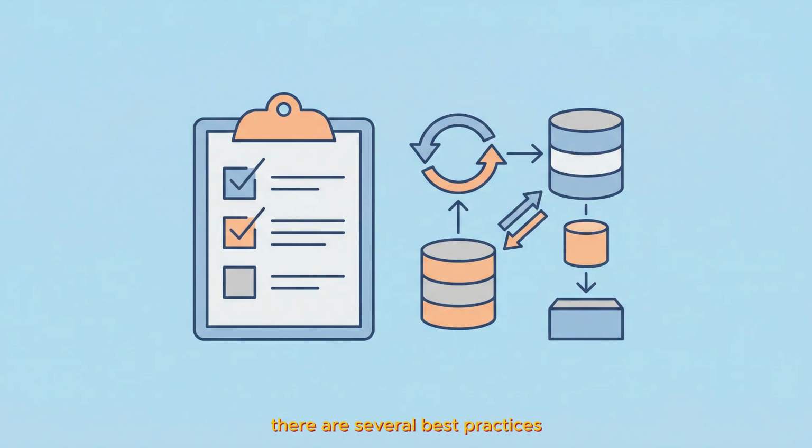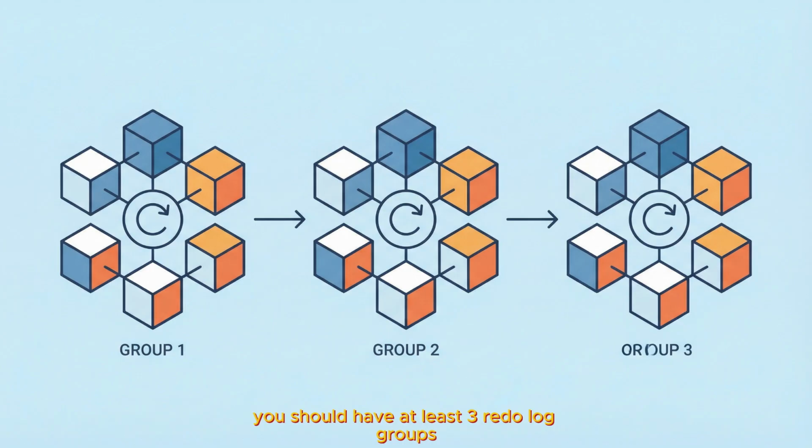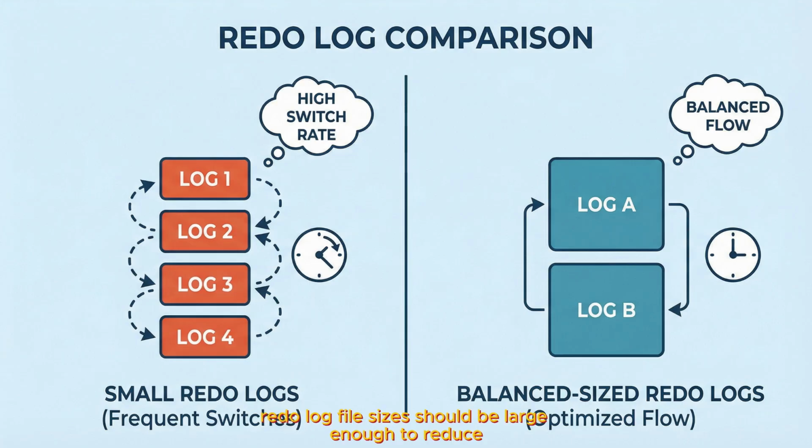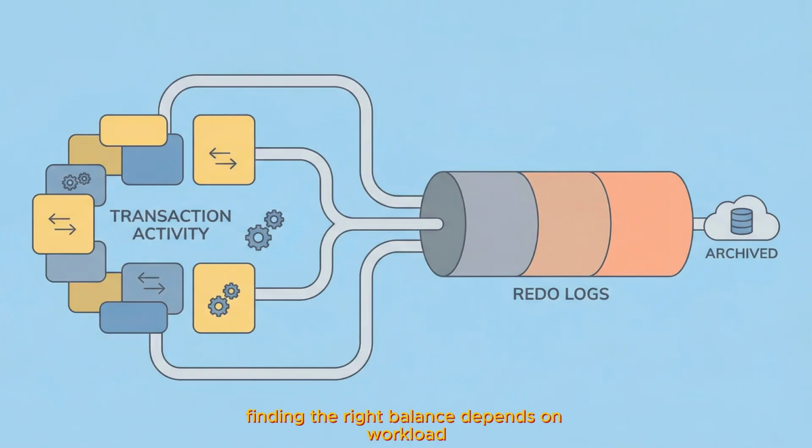There are several best practices every DBA should follow when configuring redo logs. You should have at least 3 redo log groups to ensure smooth log switching. Each redo log group should have multiple members stored on separate disks to avoid single points of failure. Redo log file sizes should be large enough to reduce frequent log switches but not so large that recovery becomes slow. Finding the right balance depends on workload and transaction volume.